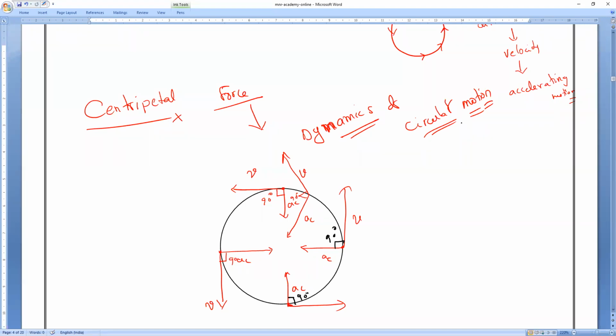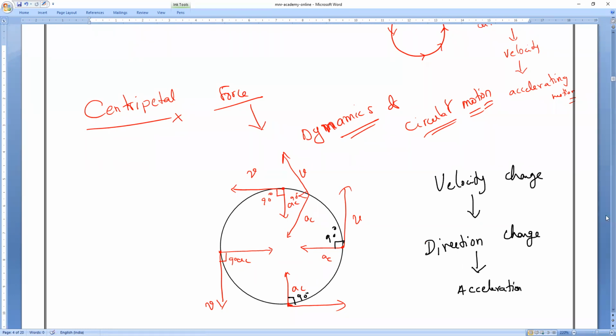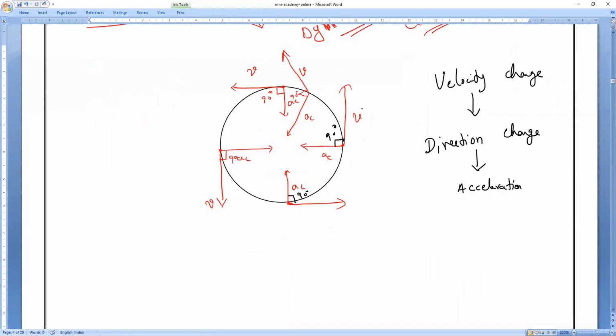Now observe very carefully. Why do we say this circular motion is accelerated motion? Something is changing at every point. What is changing? Velocity changes. Why does velocity change? Because of direction; the magnitude is constant. Direction is changing, so we can say velocity changes. Then the rate of change of velocity is what we call acceleration.